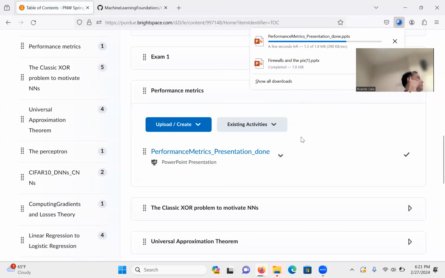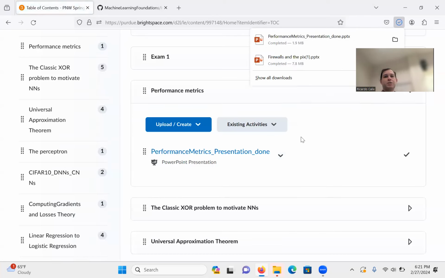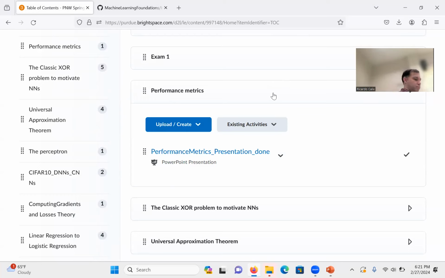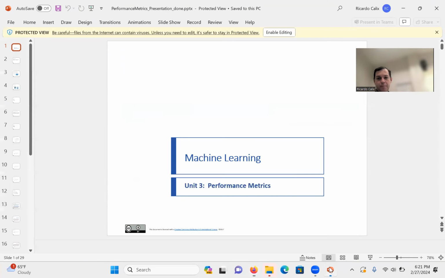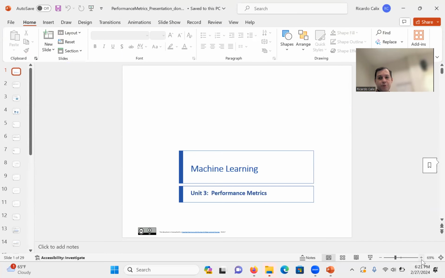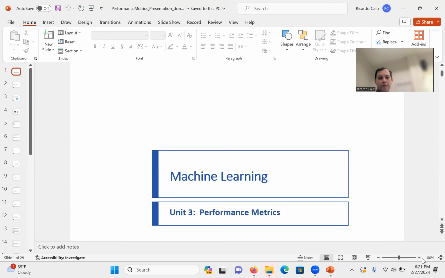All right, so performance metrics. So you may have some questions here, and I'm sure you've heard of these ideas before. All right, so we're going to talk about machine learning performance metrics, which you have used, and this is more about where do they come from.